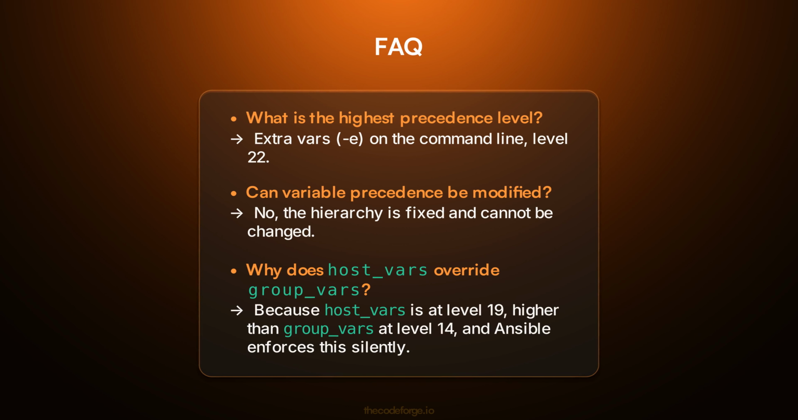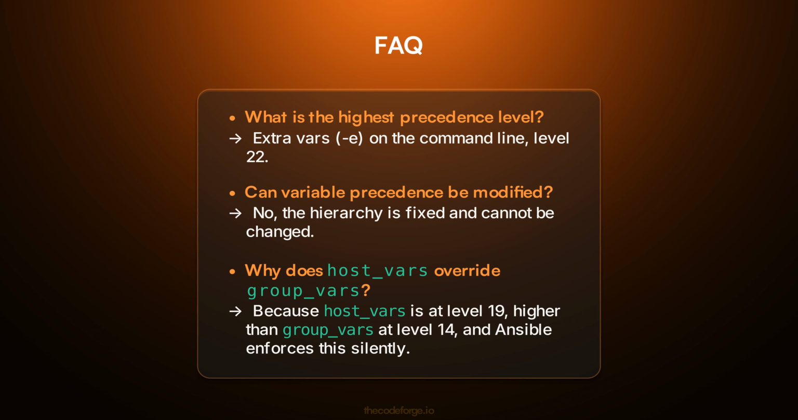And a few frequently asked questions. What is the highest precedence level? Extra vars, -e on the command line, level 22. Can variable precedence be modified? No, the hierarchy is fixed and cannot be changed. Why does host_vars override group_vars? Because host_vars is at level 19, higher than group_vars at level 14, and Ansible enforces this silently.